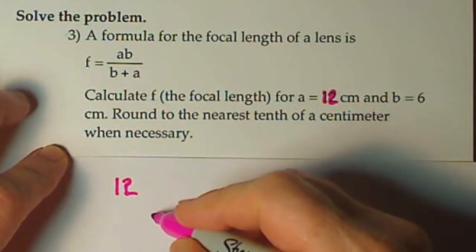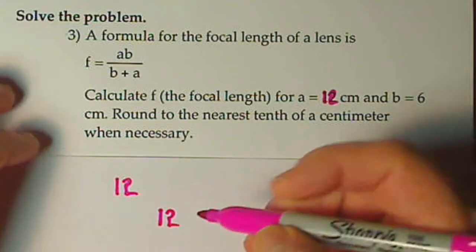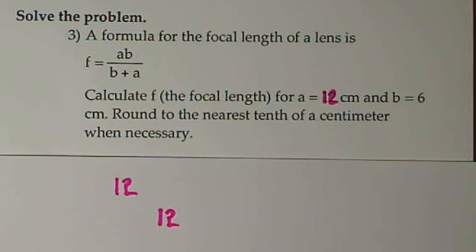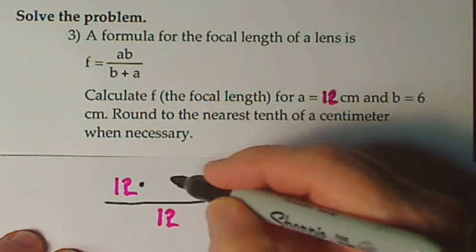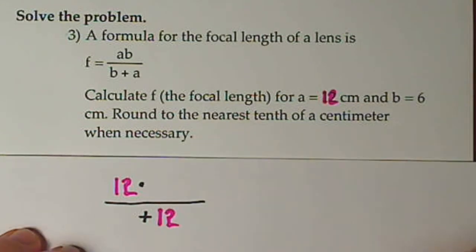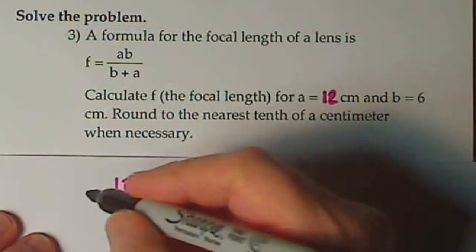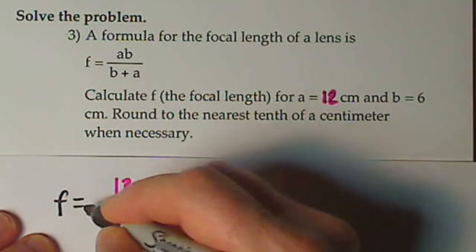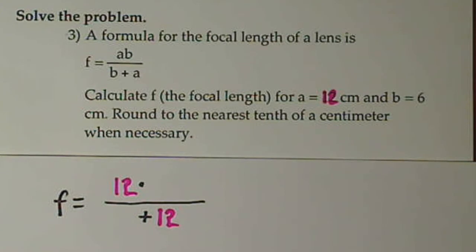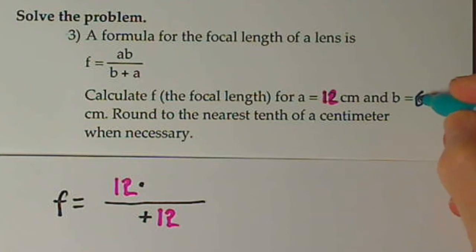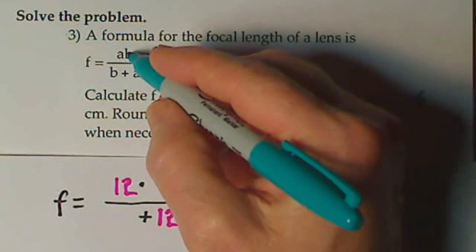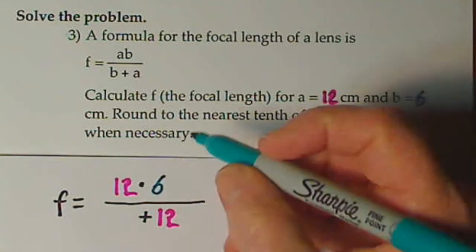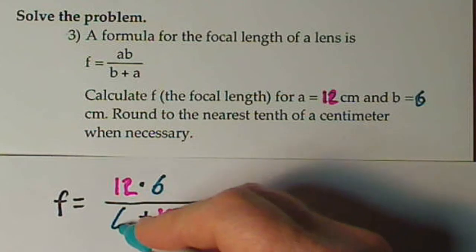And let's see, down on the bottom we have a 12 as well. Let's get our fraction bar. Up here it's going to be multiplication. On the bottom it's addition or subtraction. And what the heck, let's just say F is equal to. Alright, then for B, they tell us B is 6 centimeters. So right where the B was sitting, we put in a 6. Okay, and on the bottom we had a B sitting there, we put in a 6.